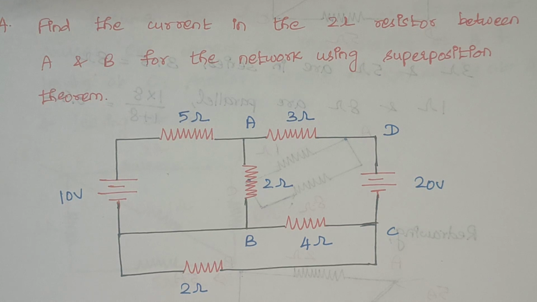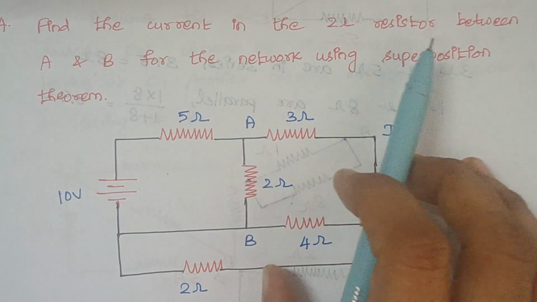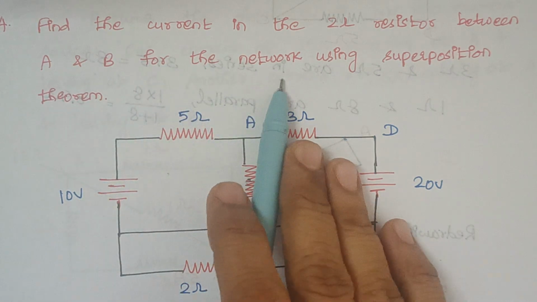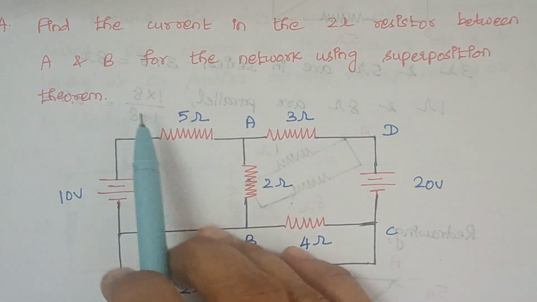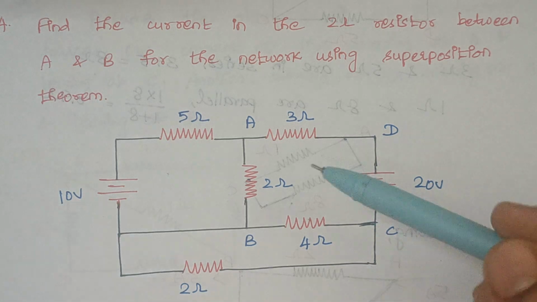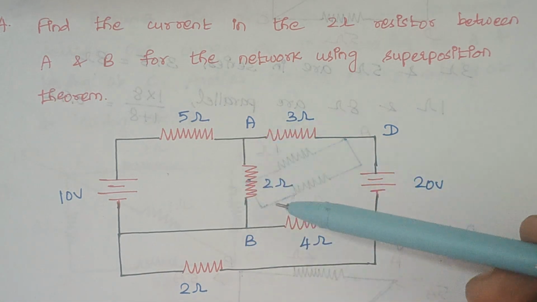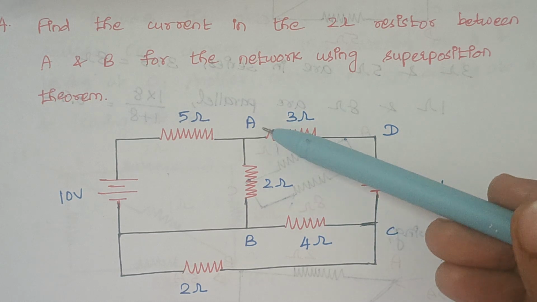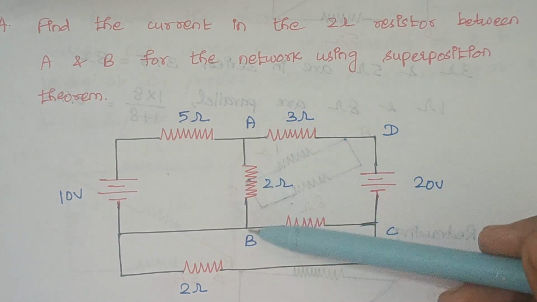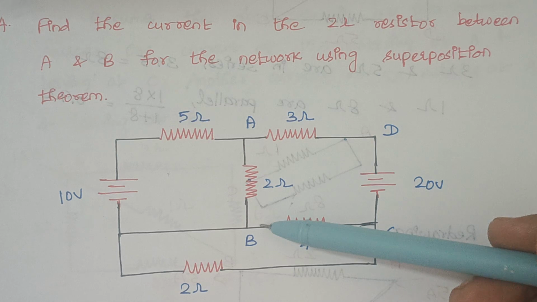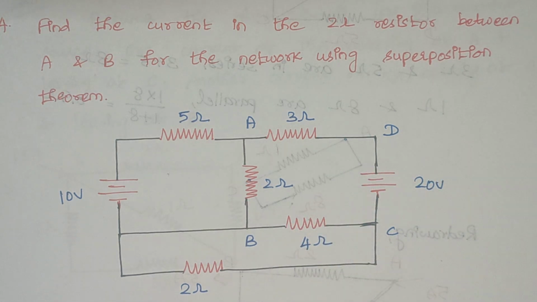Today we are going to solve a problem related to the superposition theorem. The problem is: find the current in the 2 ohm resistor between A and B for the network using the superposition theorem. So here we have A and B, and there is a resistor between A and B. We are asked to calculate the current that flows through this resistor of 2 ohms by using the superposition theorem.